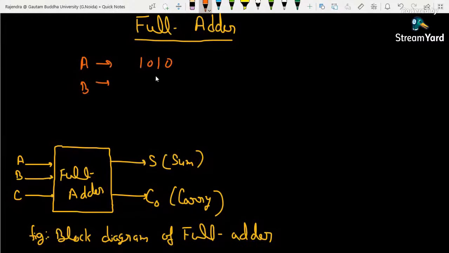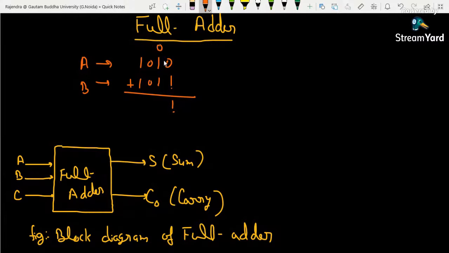Okay, 1010 and 1011. I'm adding these two numbers. Here 0 plus 1 is 1. In binary addition, 0 plus 1 is 1 on the LSB. So what is the carry? Try to understand. 0 plus 1 is 1, and the carry is nothing. Nothing means in digital we say 0 carry.